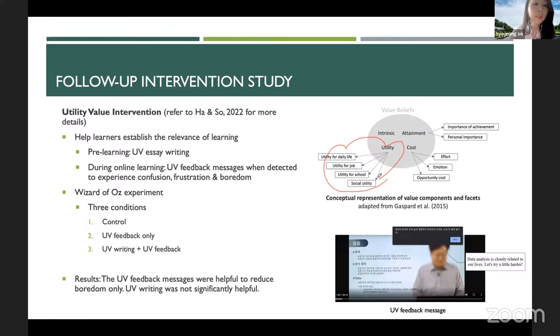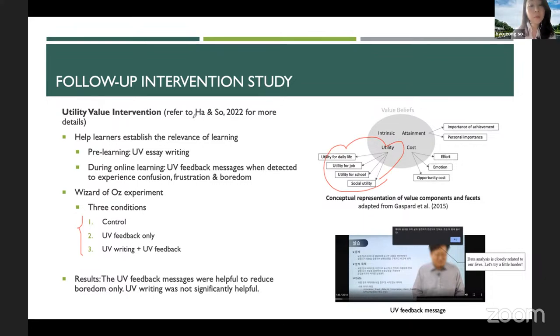But how can we make learners feel the relevance of learning? Many researchers try UV essay writing. That means we ask students to write about this topic before they start their learning process. Another way that we can do is remind them of utility value as feedback during the learning process. So that's what we did. We have three groups: control, a UV feedback only group, and also a group that did both writing and also received feedback during the learning process.